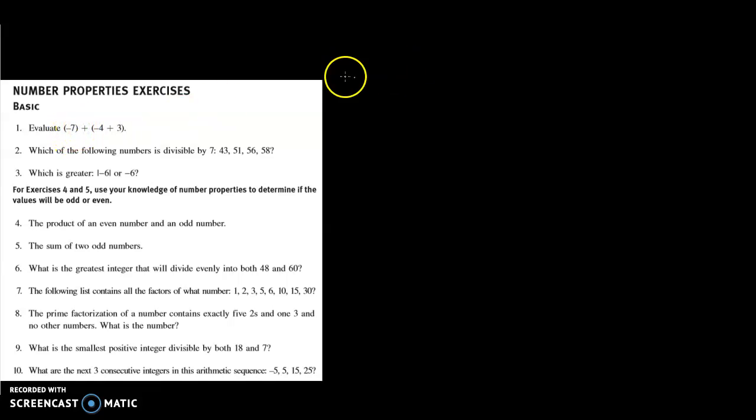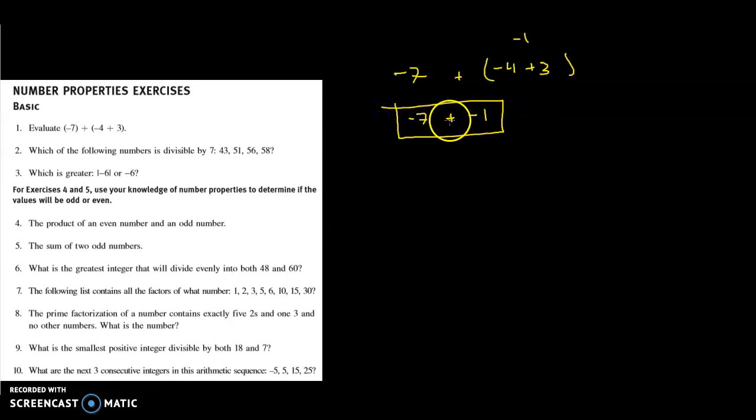We have -7 plus this thing in the parentheses. So remember, when we have parentheses, we try to figure out what that would be first. So -4 plus 3, that is just going to be -1, right? So it ends up being -7 plus -1, that would be -8. Hopefully not too difficult.